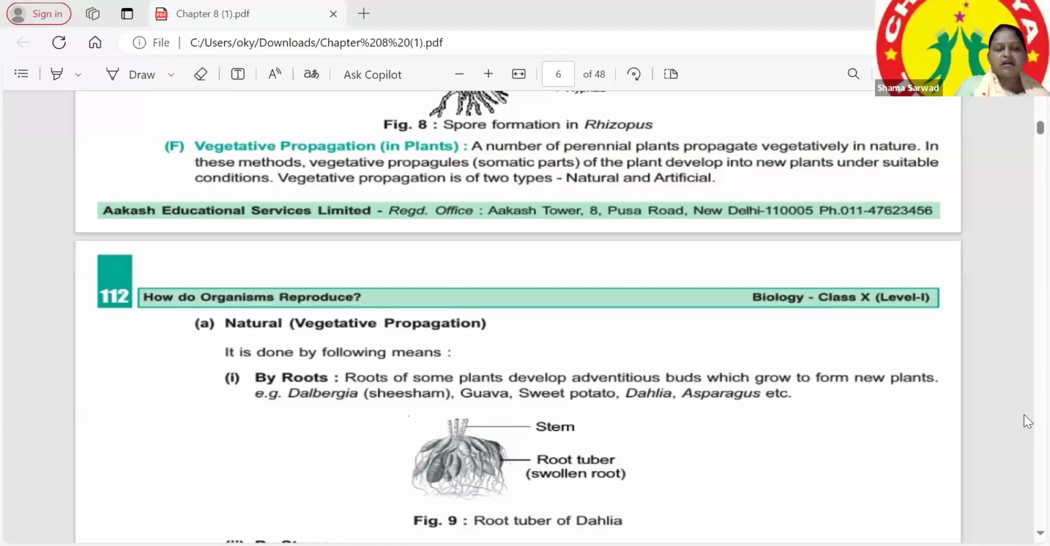So the next type of reproduction is vegetative propagation in plants. Vegetative propagation takes place only in plants. It does not happen in animals. In animals, it is most probably regeneration. But in plants, vegetative propagation happens. It's an asexual kind of reproduction.